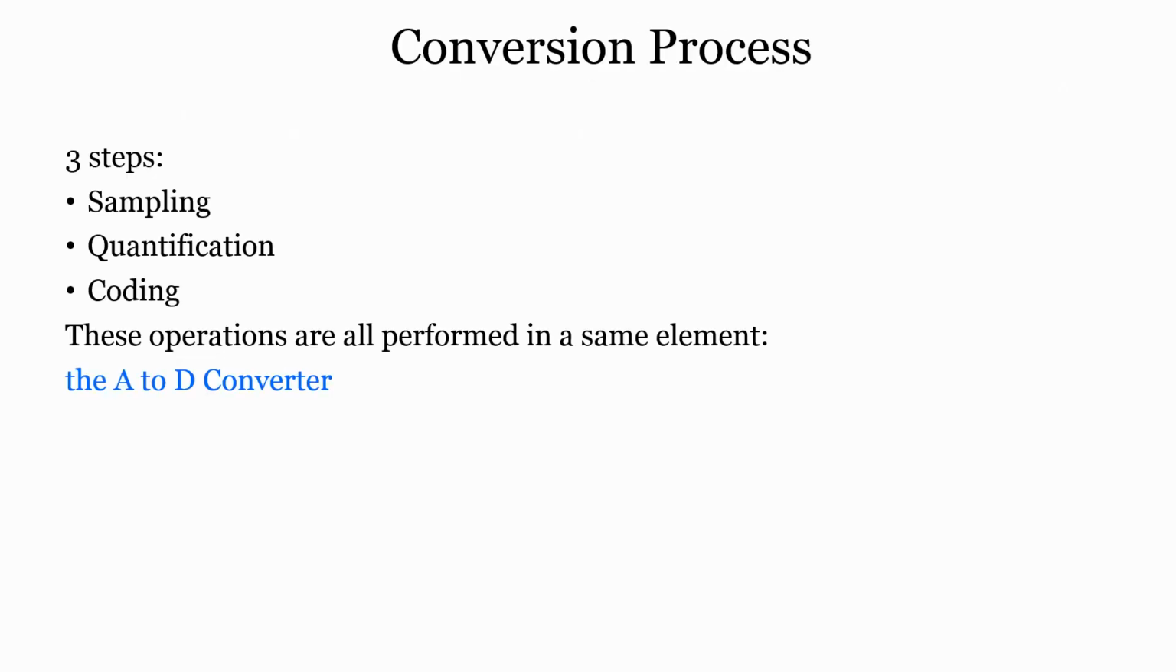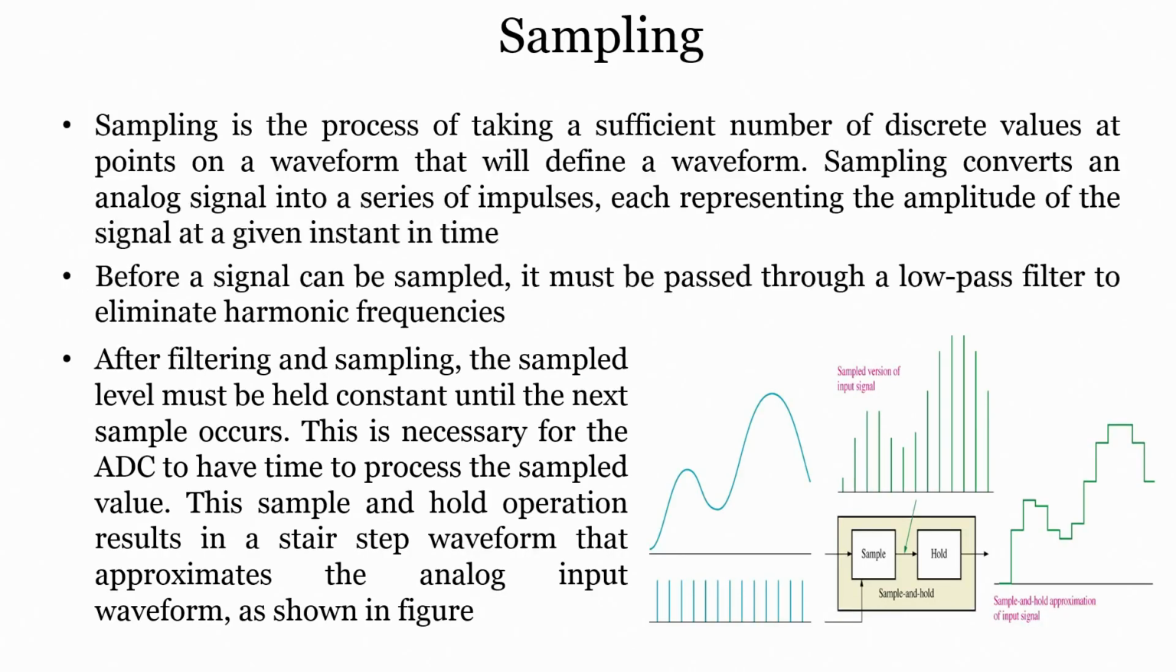Now, when you talk about the conversion process, there are 3 steps that you should remember. The first step is sampling, second step is quantification, and third step is coding. These operations are all performed in the same element, which is your A to D converter. So, 3 things happen when you convert the signal. Now, what is sampling? Let us see.